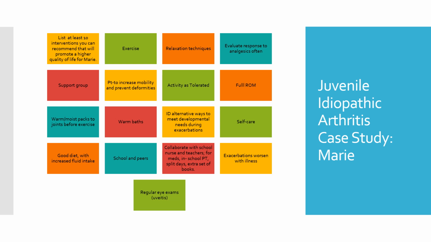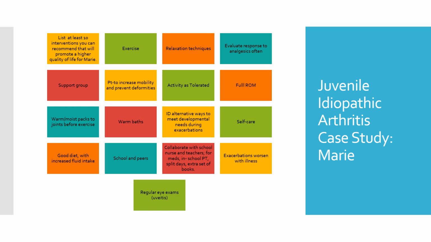So collaborate with the school nurse and teachers for meds and school part-time split days, and an extra set of books. If she needs meds at school, we'll have to get all that together and help with that at school, get that to the school nurse, with directions on her meds. So the part-time split days: maybe she's having an exacerbation, but she's getting a little better, so she could go to school a half a day.